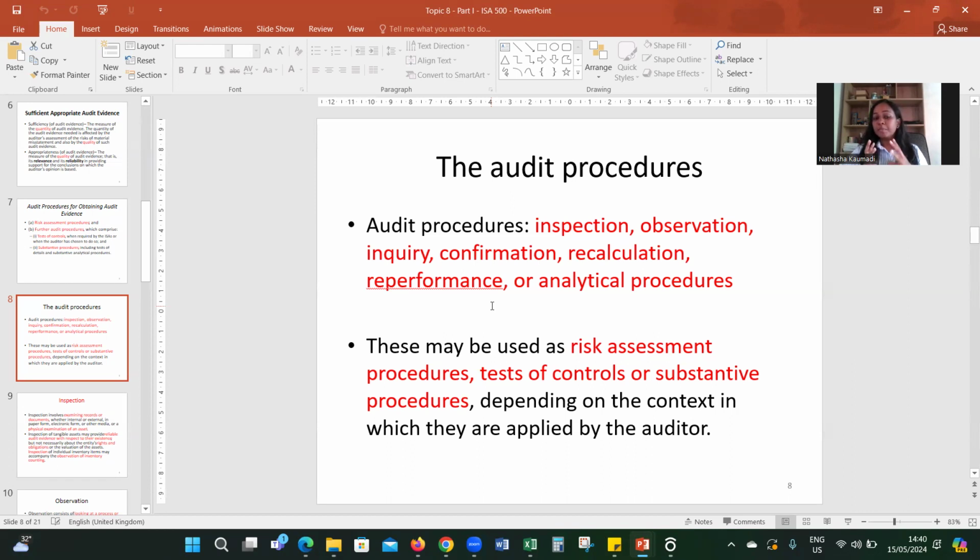Right. And the most important thing, I told you, now we have 7 audit procedures, right? These 7 audit procedures can be risk assessment procedures, or test of controls, or substantive procedures, right? We don't know. So that's why these 7 audit procedures are taken as coming under those categories. It can be a risk assessment procedure, or inspection can be a test of control, inspection can be a substantive procedure. So depending on the situation, those audit procedures will be used. So we discussed that part as well.